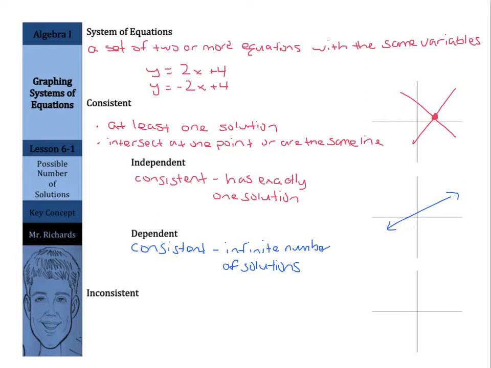Now, inconsistent is when you have no solution. The graphs are parallel. So if I have a line here and a line here, they're never going to touch. They're never going to intersect. There are no solutions. The graphs are parallel, so that is called an inconsistent system of equations.